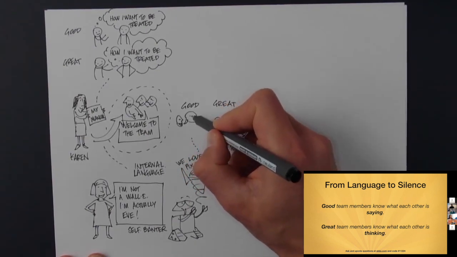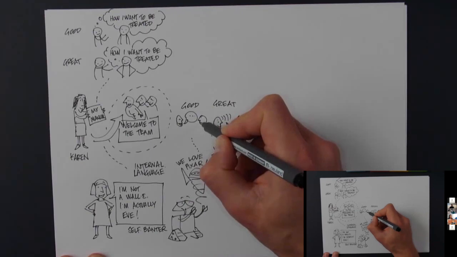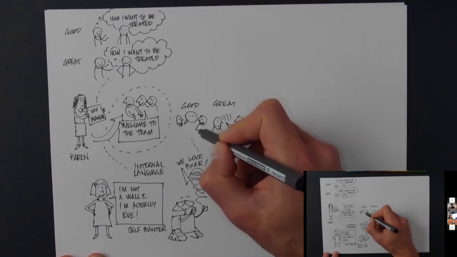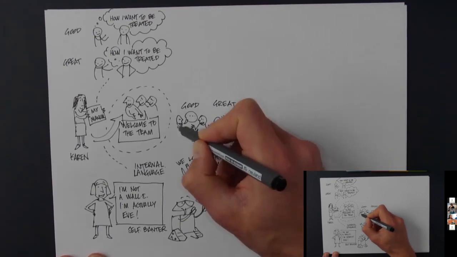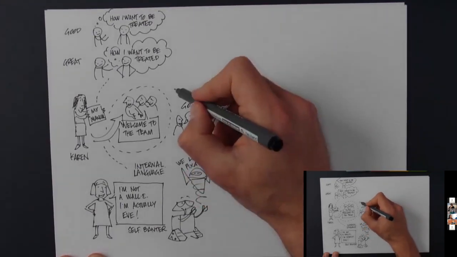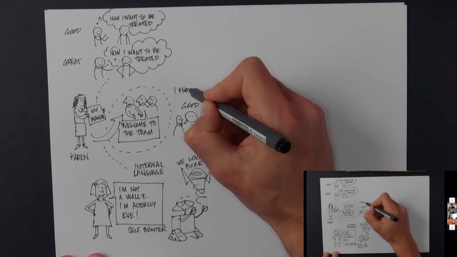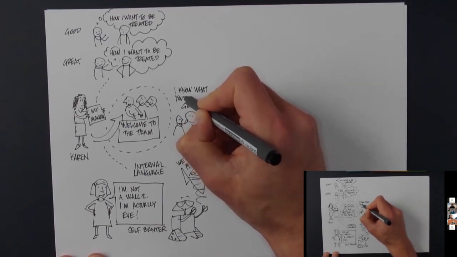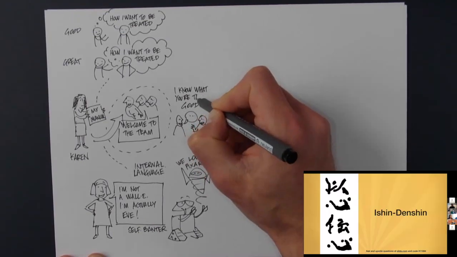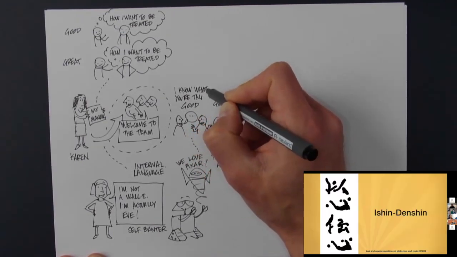Now, apparently, I didn't realize this. So I saw this with a team, but I didn't realize there was actually a thing. And as with most of the really clever and profound things in the world, they seem to come from Japan. I think it's because they have fancy calligraphy and it looks cool. And the words sound cool as well. Apparently, this is also known as Ishin Denshin.